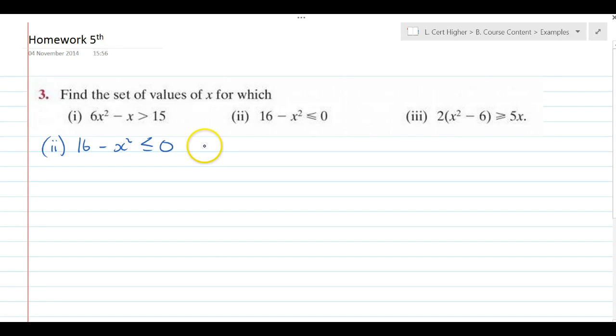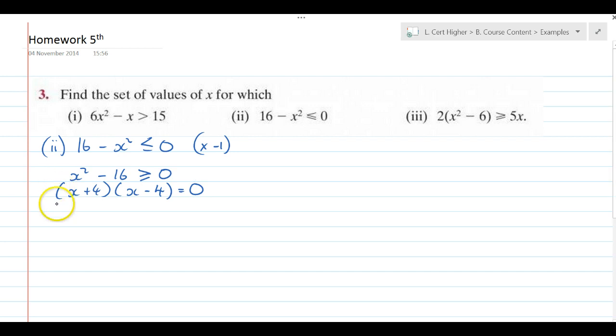So I'm going to multiply this inequality by -1 to give me x squared minus 16. When we multiply an inequality by a negative number, the inequality sign switches over, so I now have x squared minus 16 is greater than or equal to 0. Okay, it should be obvious to you that this is a quadratic binomial, and to factorize this we actually have the difference of two squares. We have x plus 4 and x minus 4 is equal to 0, because 16 is the same as 4 squared.